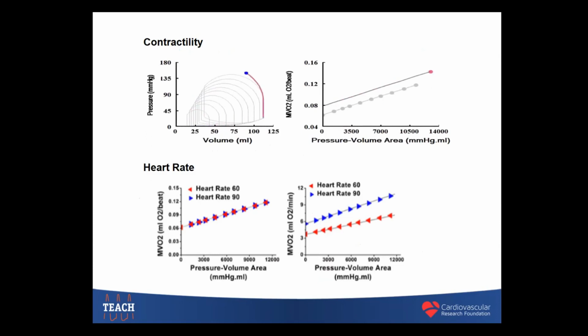But in truth, the biggest driver of myocardial oxygen consumption is your heart rate, right? So at the end of the day, if you look at it on a per beat basis, of course it's the same, but if you look at it on a per minute basis, high heart rates are going to drive myocardial oxygen consumption more than anything else, right?